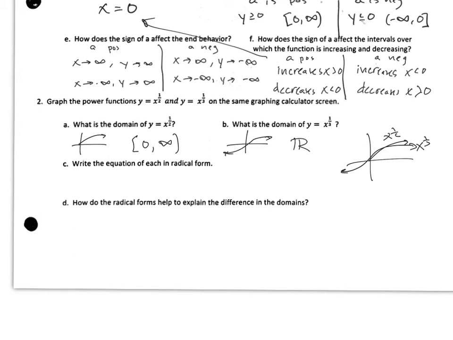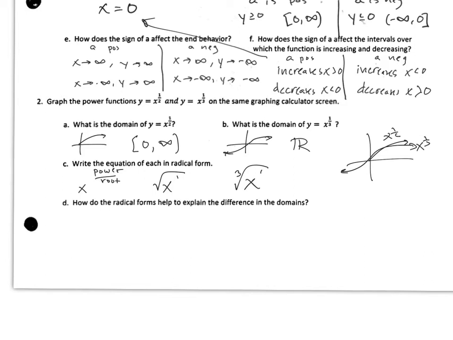Now they want you to write each equation in radical form. Whenever you have an exponent that's a fraction, it is power over root. So this is x to the first power, second root. X to the first power, third root. So we're just looking at square root and cube root graphs. That's all those are.